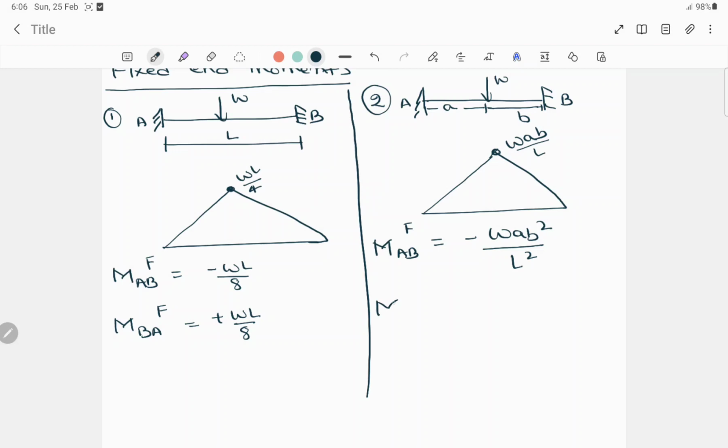Now if we have to find from B to A, the fixed end moment will be positive WA square B by L square.